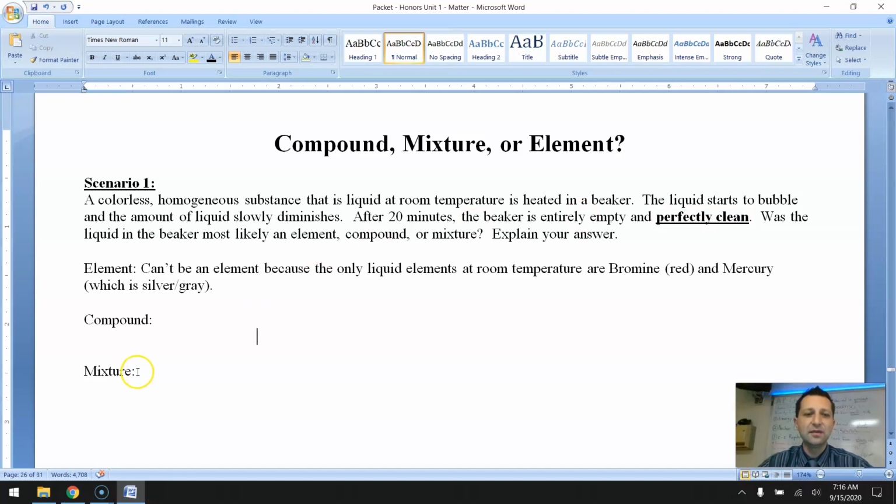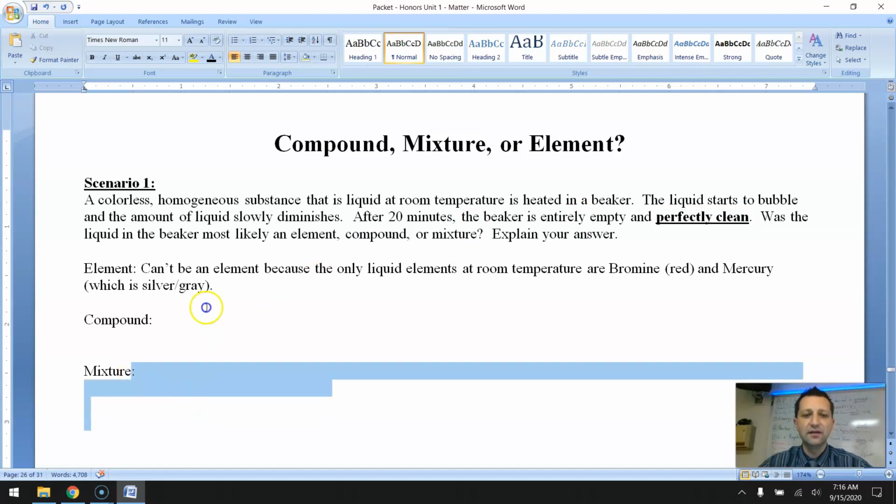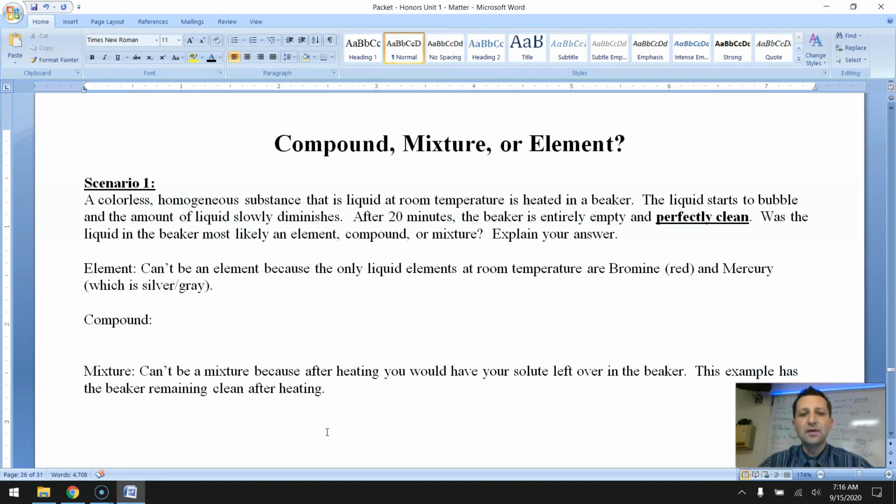So it can't be a mixture because there should be something left over when all is said and done. So it can't be a mixture because after heating, you would have your solute left over in the beaker. This example has the beaker remaining clean after heating. Okay, so it can't be a mixture here.